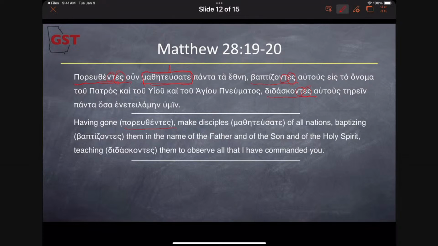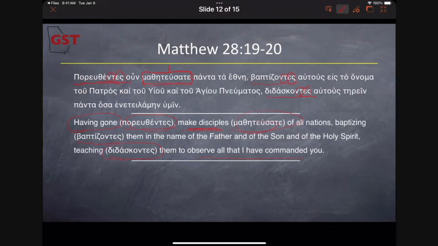Poreuthentes is having gone. Make disciples is our main verb. So having gone, make disciples of all nations, baptizing them in the name of the Father and the Son and the Holy Spirit, teaching, didascantes, them to observe all things I've commanded you. You guys know that by heart, right? But the main verb is to make disciples. I'll circle that over here. And the participles are all adverbial.